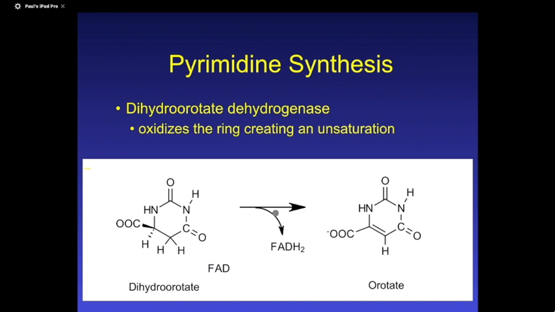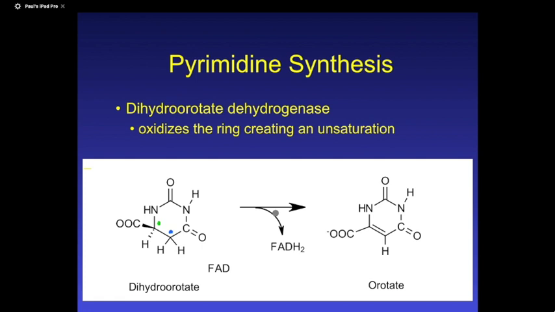FAD is an electron carrier, and so I can create the elimination that is found in the product by taking off these two hydrogens. All right. Now, based upon what you know, the hydrogens could come off of this particular ring system, that particular carbon, or the hydrogen can come off of this particular hydrogen.